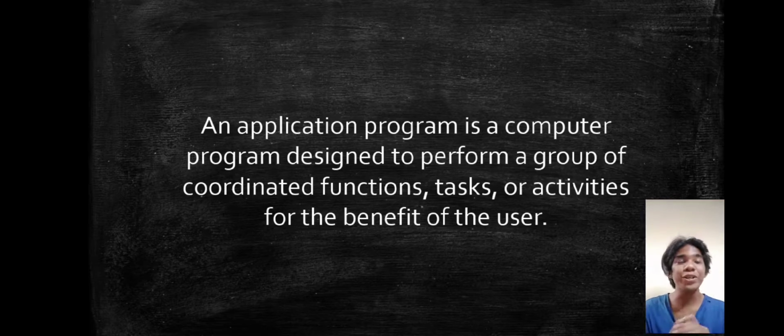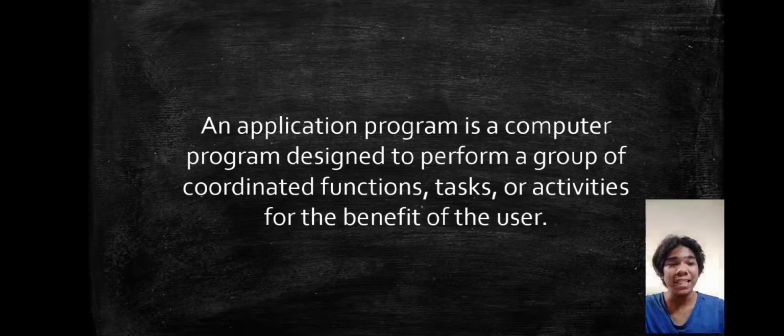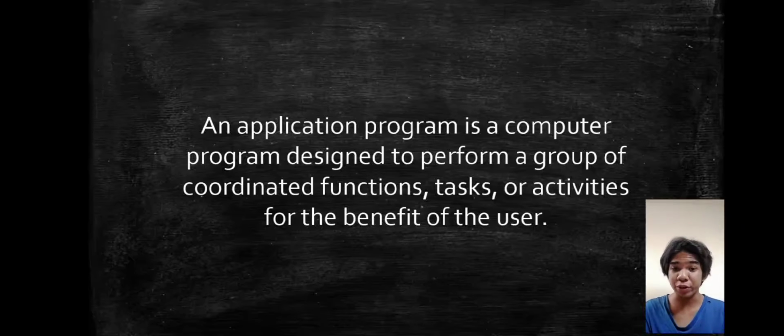So let's start. According to the video, the application software or application program is a computer program designed to perform a group of coordinated functions, tasks, or activities for the benefit of the user. So basically, application software are computer programs, and its goal is to help the end users, or us, to get our tasks done on time or early.